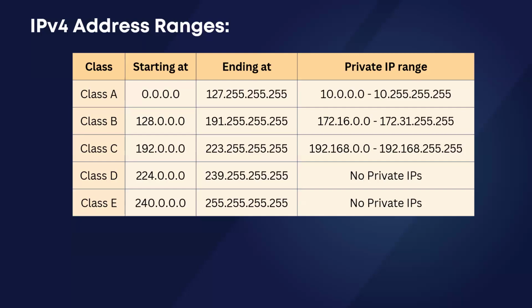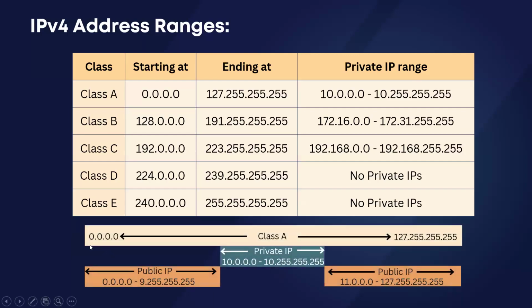So what I mean by outside is, if you take the example of class A, it starts from 0.0.0.0 and goes up to 127.255.255.255. In that range, there's a smaller private IP range, 10.0.0.0 to 10.255.255.255. And outside this range, every other IP is a public IP. So from 0 up to 10, which is 9.255.255.255, and after 10, from 11.0.0.0 to 127, those are the two sets of public IPs. So in every class, there's a similar format: you have a small set of private IPs and two sets of public IPs, one on each side.